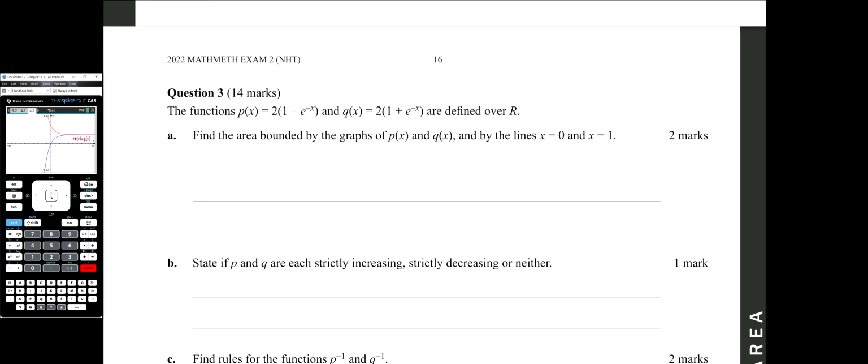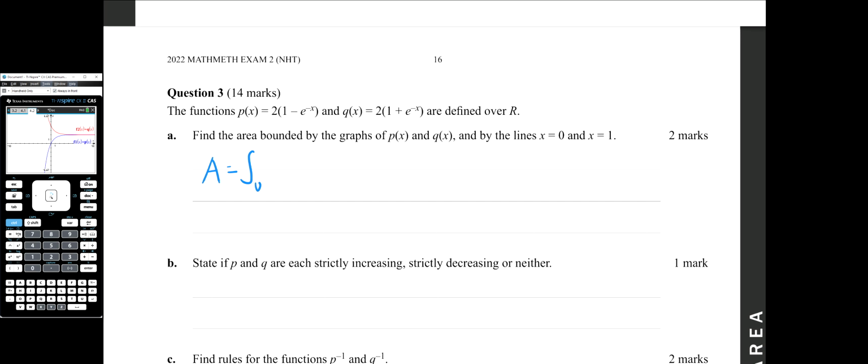Okay, so that's what we've got. So we want the area bounded by those two graphs and by the lines x equals 0 and x equals 1. Right, so as we can see, just quickly moving this out of the way, we've got q of x on the top and p of x on the bottom, and we're looking at this area between them.